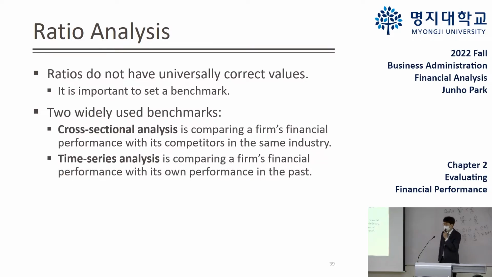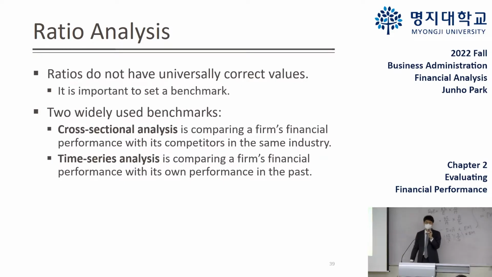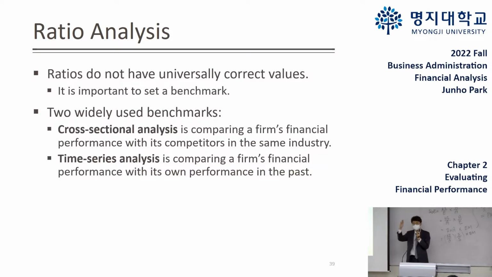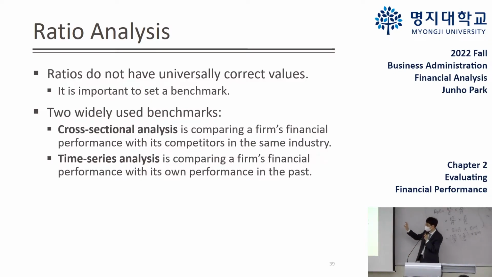And the second approach is to observe a change in the performance as time goes by. This is called time series analysis. In time series analysis, you calculate the company's ratios for each year, for example, for 2 years, 3 years, or 5 years consecutively, and then you compare the trends. So you find out whether the company is doing better and better, or whether the company is doing worse and worse. In reality, we often mix these two approaches.